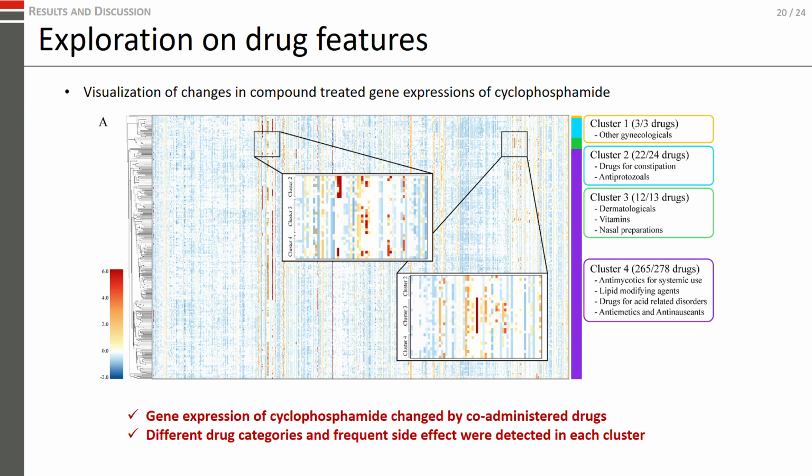The last result is feature analysis. I wanted to see how drug features change by the paired drugs. The heat map shows the changed features of the drug, cyclophosphamide, affected by each paired drug. Hierarchical clustering was done considering the correlation of features, and drug categories of each cluster were examined by drug ATC codes. Expression values of several genes were changed with co-administration. Different patterns were detected for each cluster.